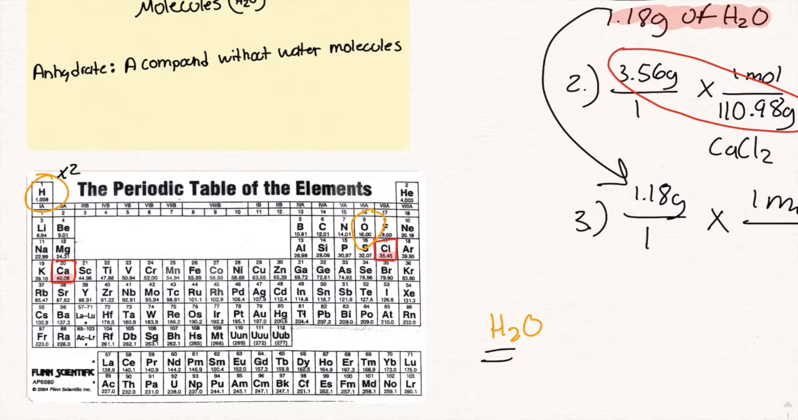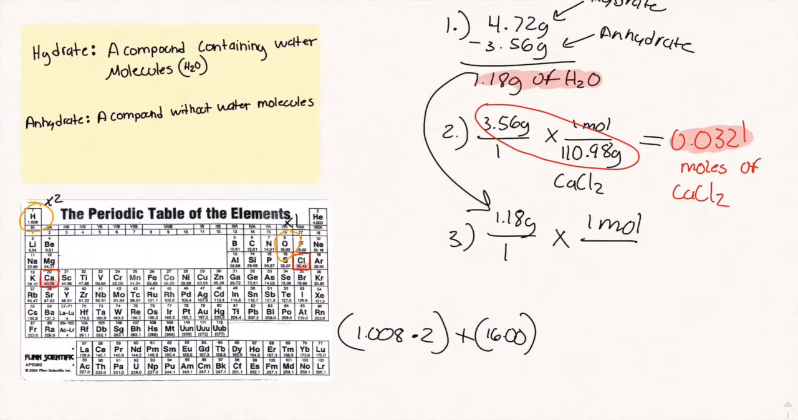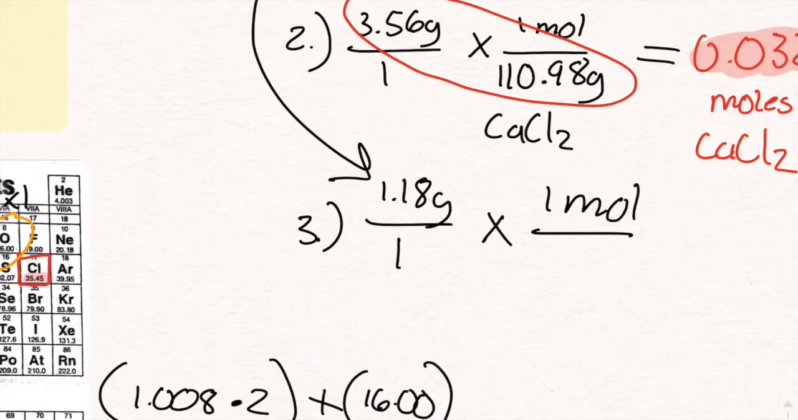We're going to take a look at the subscripts. There's 2, so you're going to multiply by 2. There are no subscripts here, so we're just going to multiply by 1. We didn't have to write this multiply by 1 because it's just the same thing. So if you do 1.008 times 2 plus 16.00, you should ultimately end up with 18.02 grams of H2O.